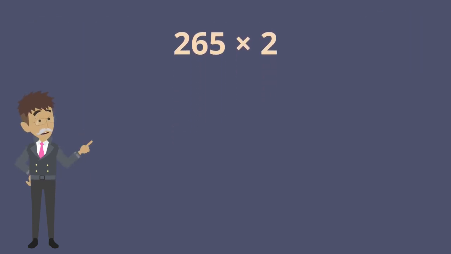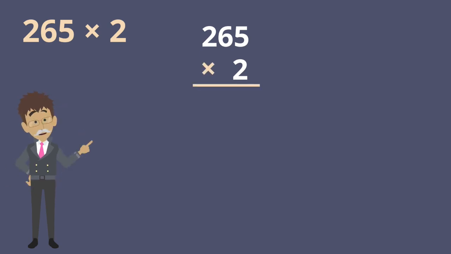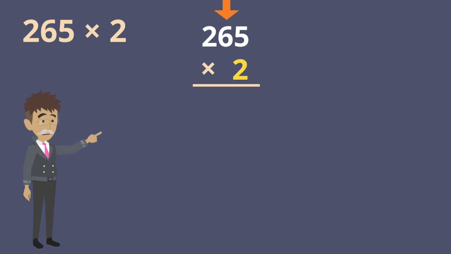Setting up our problem to use the standard algorithm, I write the 265 on top and 2 below. I add the multiplication symbol and draw a line. Now I begin the multiplication process of multiplying the 2 by each digit in the other number, starting with the ones position. 2 times 5 is 10. I write the 0 below in the ones position and carry the 1.